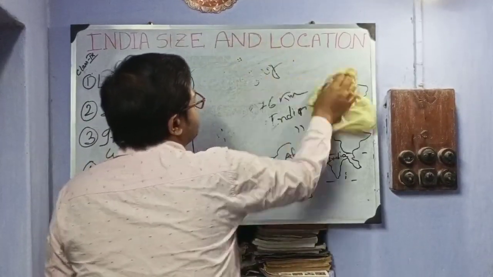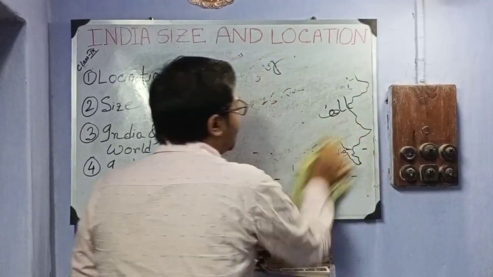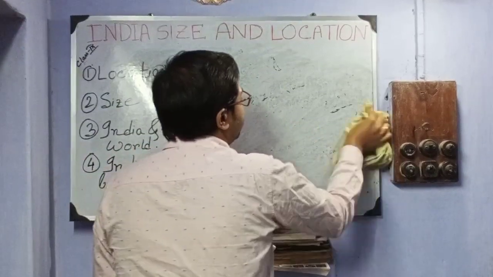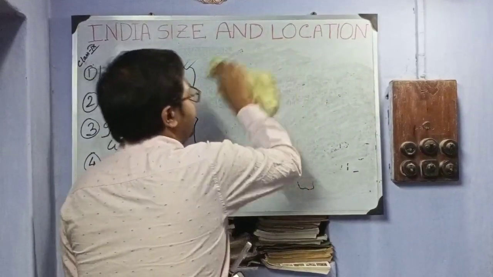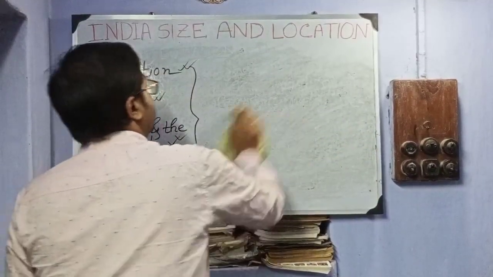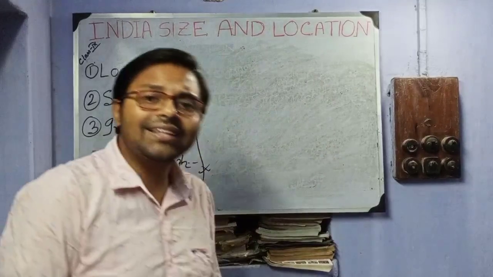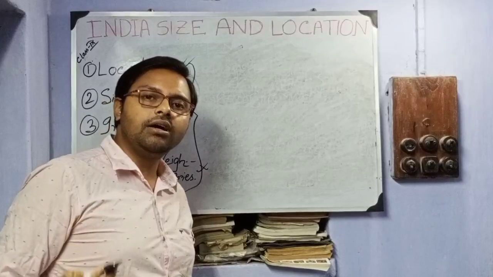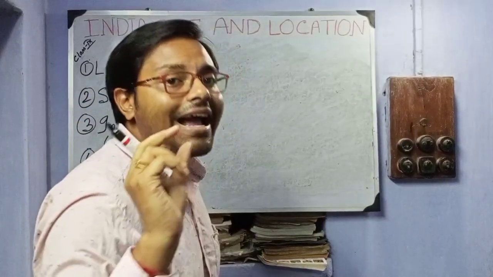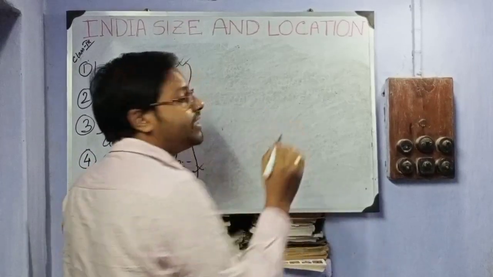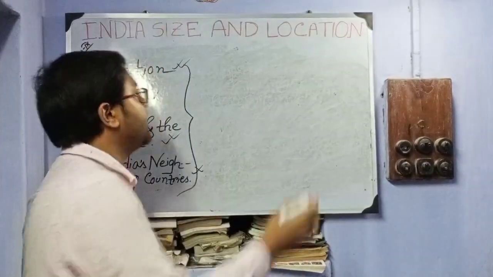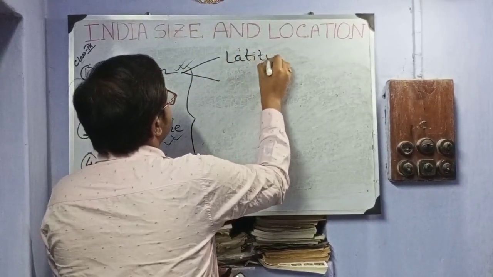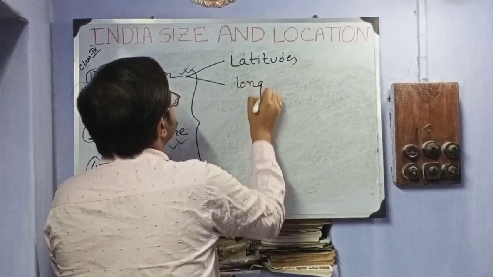But if you are asked what is the locational feature or what is the location of India, what do you have to say? If you are asked what is the actual location of India, you have to say the latitudinal and longitudinal extension of India. That means latitudes and longitudes.